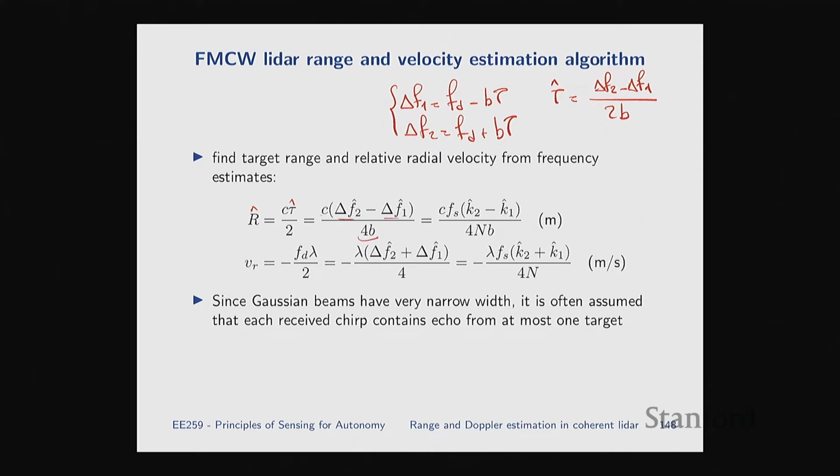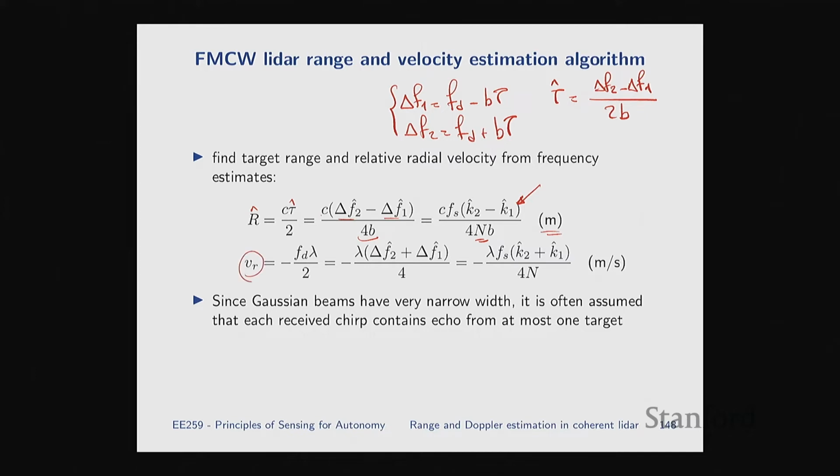Or if you like to write it in terms of the indices of the peaks, you can also do that. And that's the expression, c times the sampling rate times k hat 2 minus k hat 1 divided by 4Nb, where big N is the number of points in the FFTs that we took. So that's your range in meters.